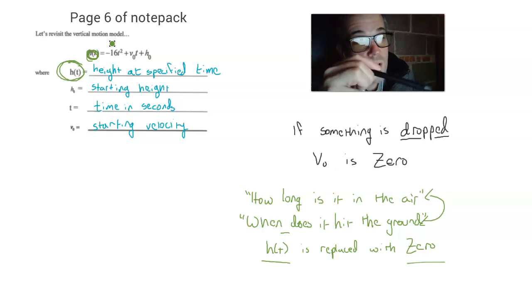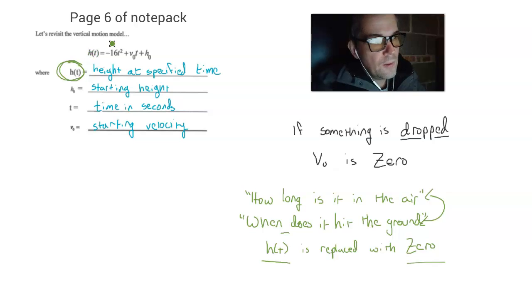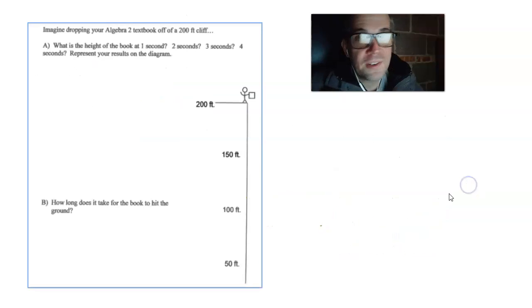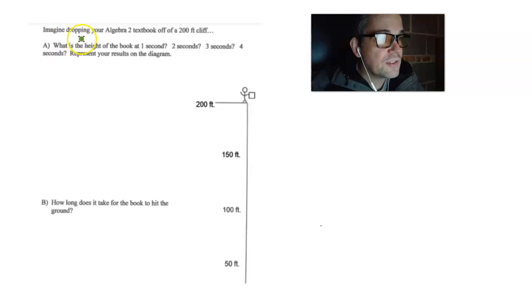So right now, I'm going to pause the video and clear the screen. If there's any information on here that you find useful and haven't put in your note packet yet, you might want to do that right now, because I'm going to clear the screen right after this quick pause. Pausing the video right now. Now, for today's lesson, I want to keep things as simple as I can. So what we're going to do is imagine a scenario where we're dropping an Algebra 2 book off a 200-foot cliff.